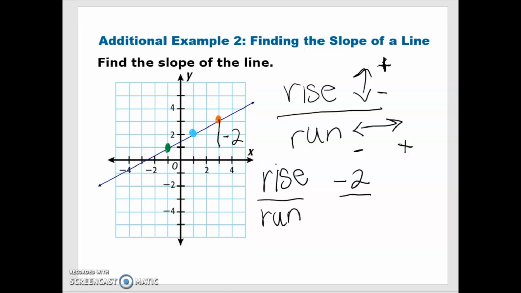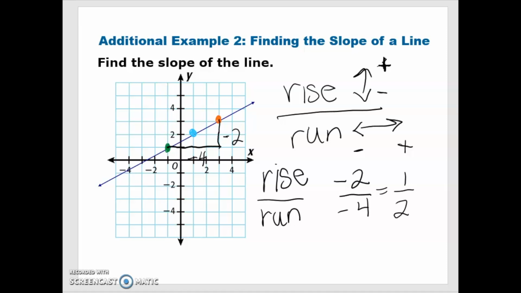Now, from this location, I'm going to figure out how many spaces to get to that green dot. That's called my run. So my run would be 1, 2, 3, 4 spaces. And again, because I'm moving to the left, that would be a -4. And then the very last thing I do is I always simplify my ratio. So I have a negative over a negative. Negative divided by negative is positive. And 2 over 4 reduces to 1 over 2. So my rise over my run is 1 over 2.